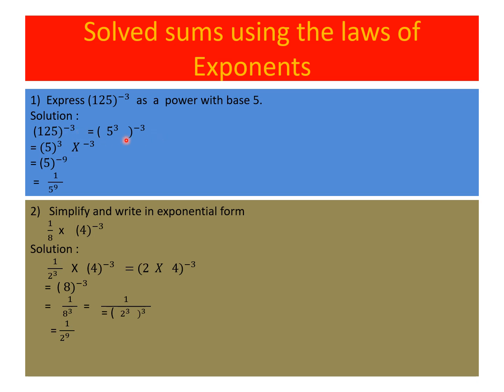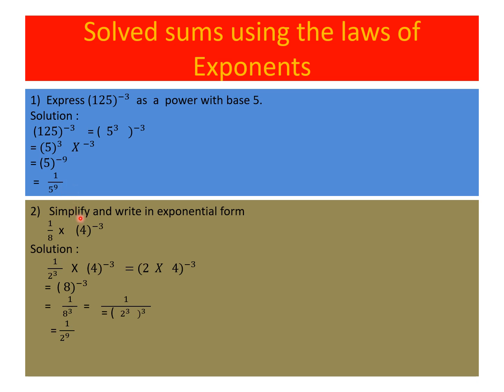So if the base is same and we have the powers as 3, the whole power minus 3, we can go for the third law, a power m the whole power n is equal to a power m n. That is 5 power 3 into minus 3. The third law of exponent is used here, which will be written as 5 power minus 9. So 5 power minus 9 can be written as 1 by 5 power 9. So as given in the question, with the base 5, we have written it as 1 by 5 power 9.